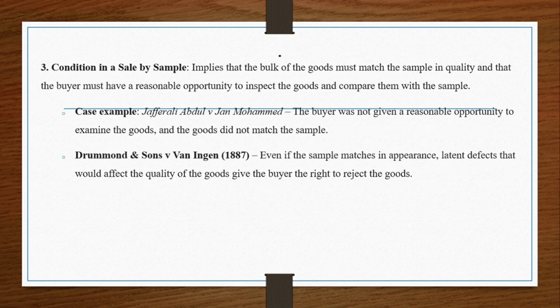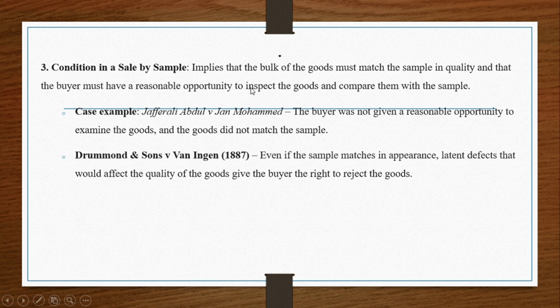We have a condition in a sale by sample. This one implies that the bulk of the goods must match the sample in quality, and the buyer must have a reasonable opportunity to inspect the goods and compare them with a sample. For example, if someone is selling clothes and they have some clothes on display, you touch that cloth and you see that the quality is good and everything is good. Then you say, I want 10 dresses like this dress, and then they give you dresses that do not match the dress that you saw on the display. You have a right to reject those goods and then claim for damages.